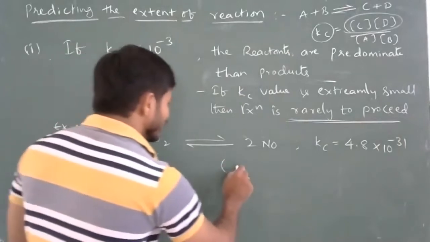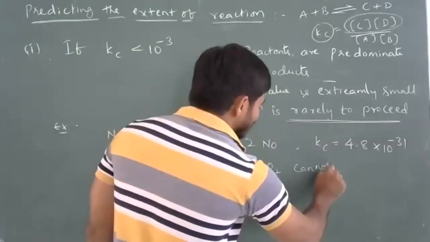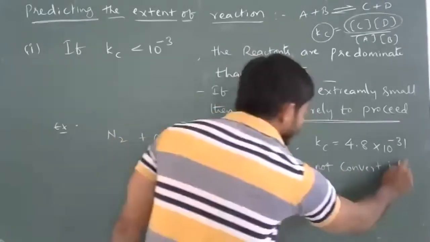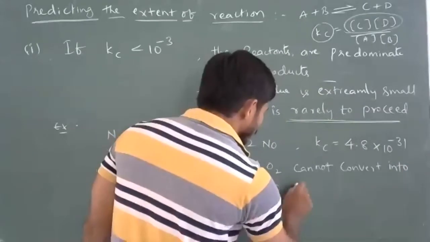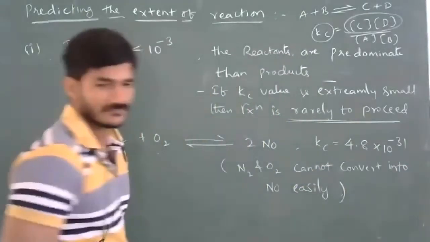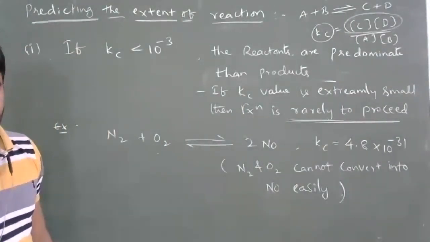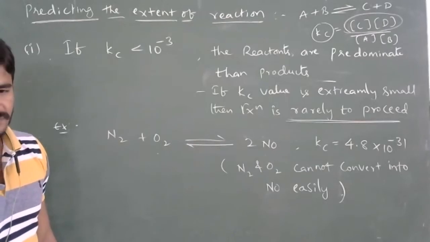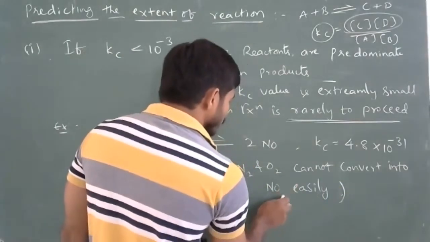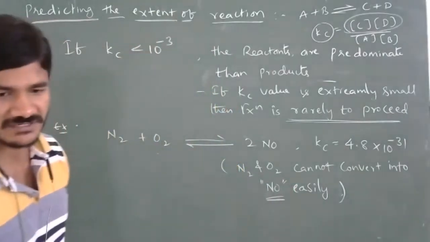So I can write here that N2 and O2 cannot convert into NO easily, meaning the reaction rarely proceeds. N2 cannot convert into NO. Okay, NO is the product name.